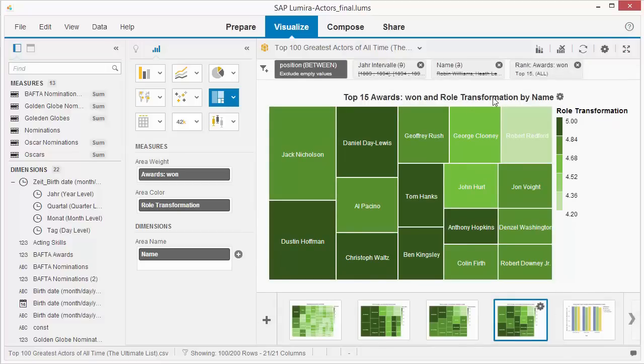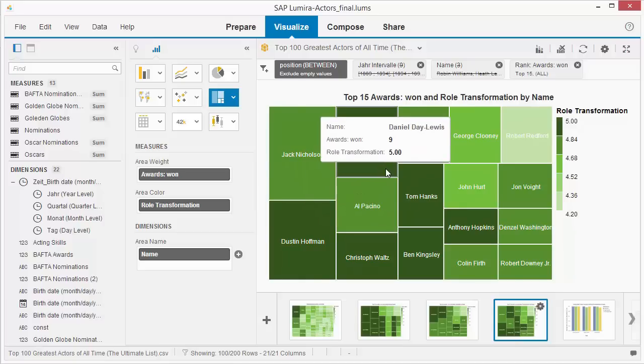The next picture shows us the role transformation by name. And here we can see that Jack Nicholson, the top award winner with 13 awards won, is really lacking. His role transformation is only at 4.8, while Dustin Hoffman's role transformation is great with a 4.0, and Daniel Day-Lewis also is great with 4.0.